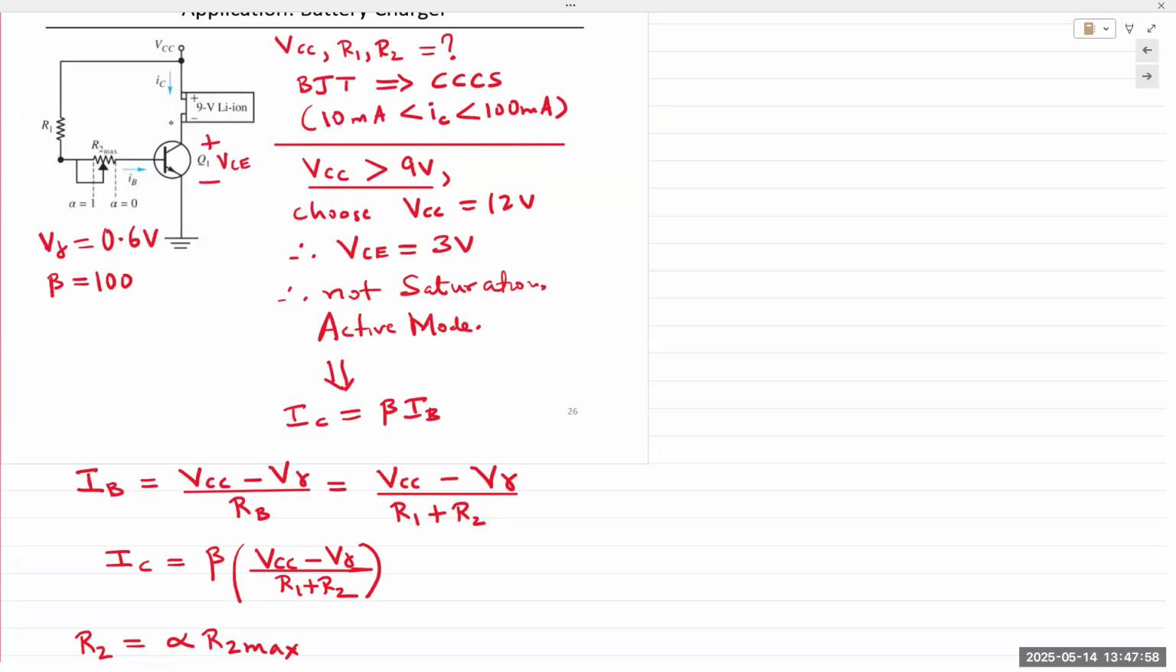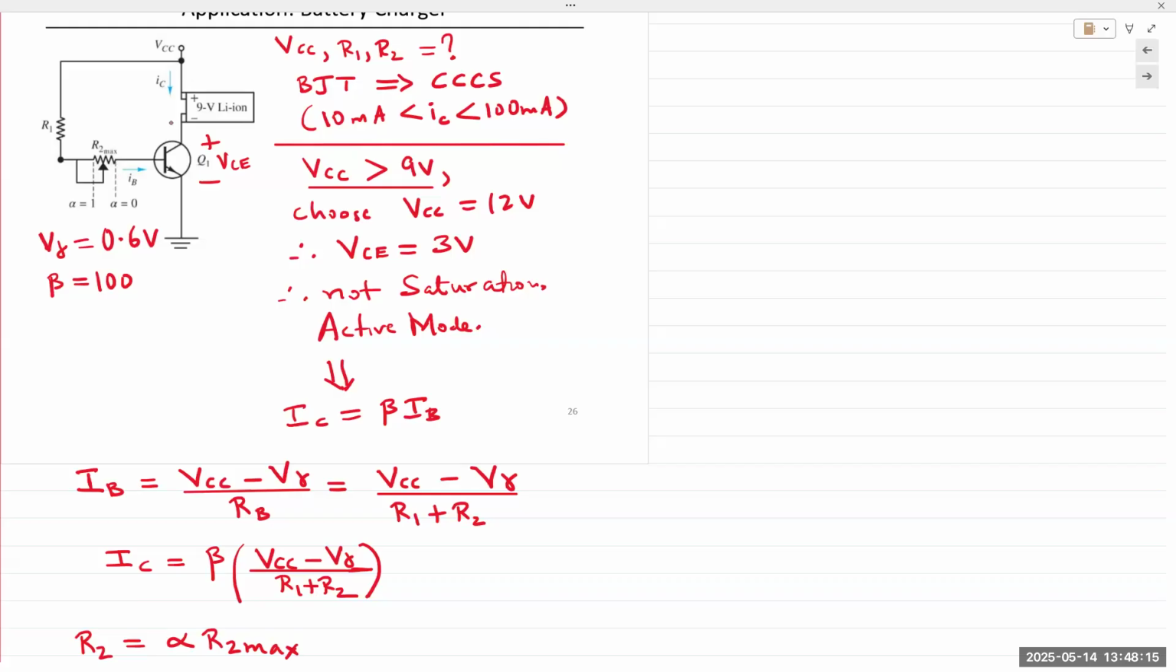Okay, VCC should be far larger. Typically for a 9-volt battery, I would choose at least 15 volts or larger. So if we choose 12 volts, what is our VCE? VCE is 3 volts. That means the transistor is not in saturation.